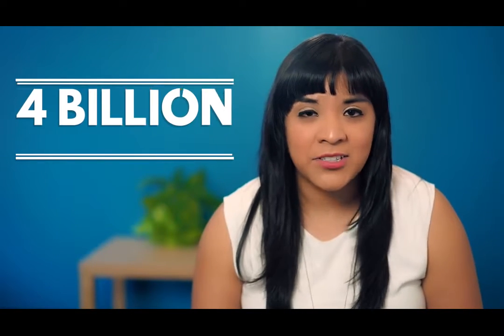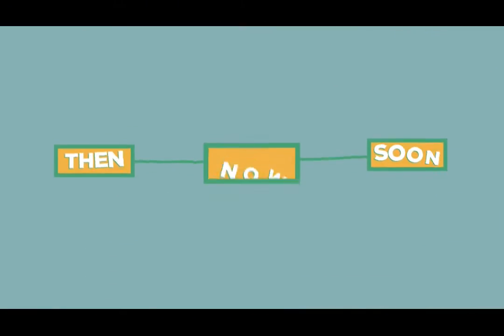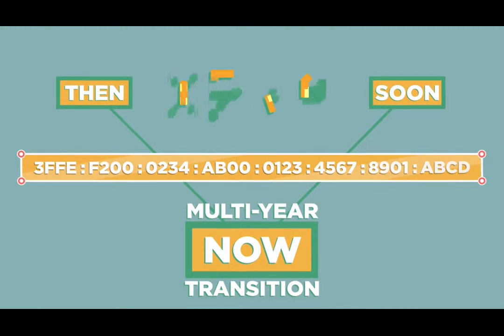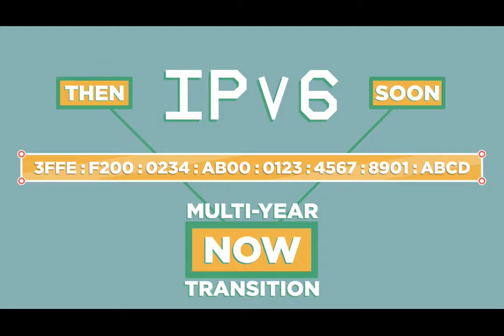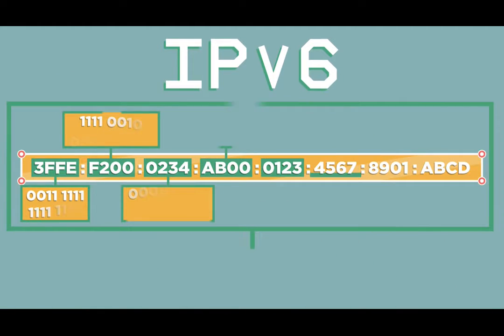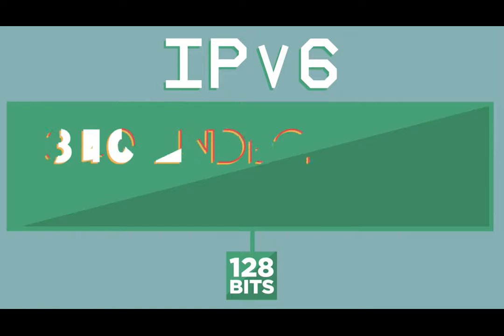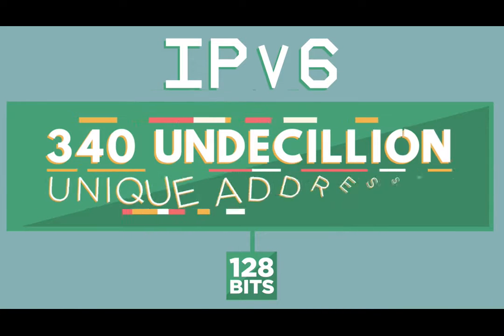But the Internet has turned out to be much more popular than even Vint Cerf imagined, and 4 billion unique addresses won't be enough. We're now in the middle of a multi-year transition to a longer IP address format called IPv6, which uses 128 bits per address and provides over 340 undecillion unique addresses. That's more than enough for every grain of sand on Earth to have its own IP address.